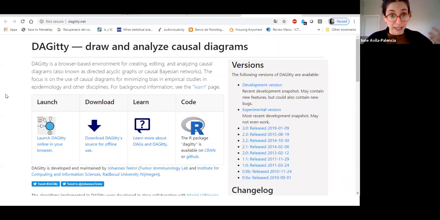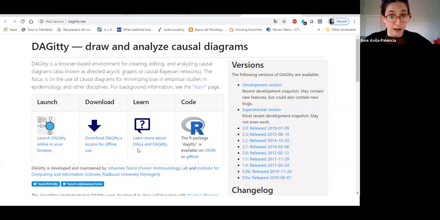So I will mainly go through this guide that we created in order for you to understand what DAGitty is and how DAGitty works. Okay, having said that, this is the DAGitty website. And on this website, you can find these main 4 options. You have launch, which gives you the option to use DAGitty online. You also have this download option that gives you the option to download DAGitty and use it on your computer without internet.